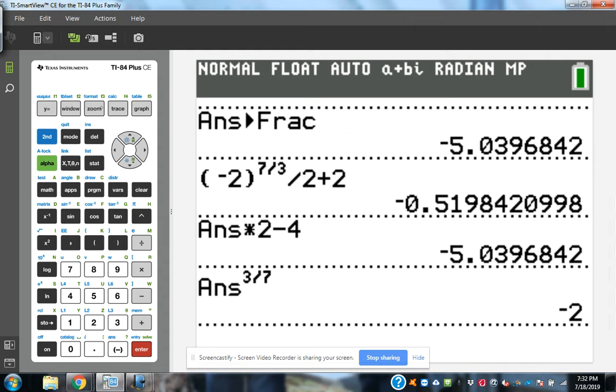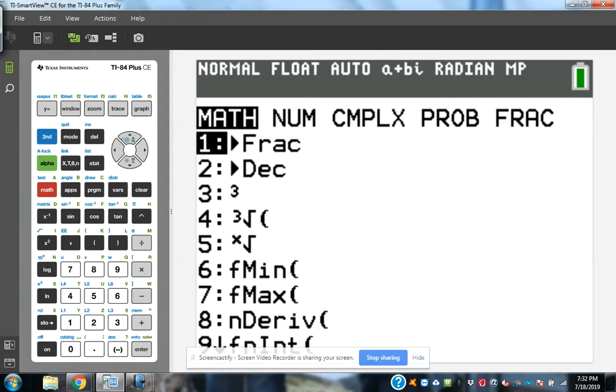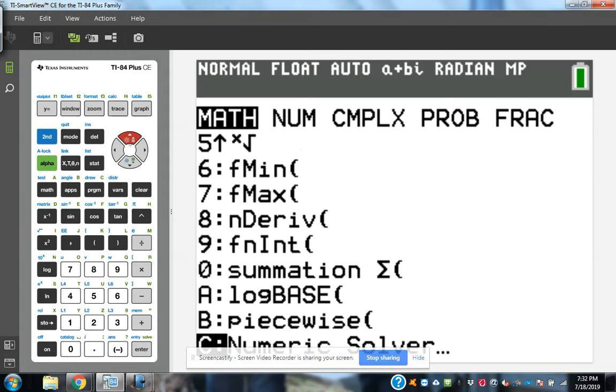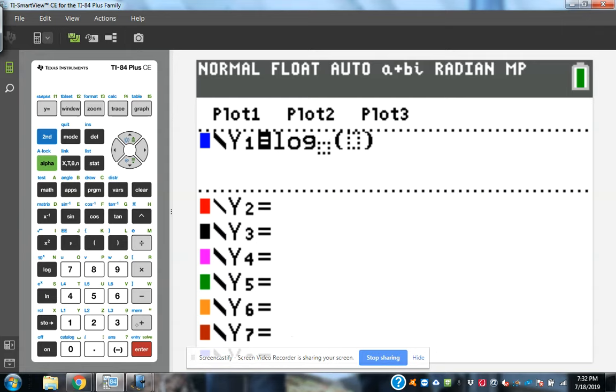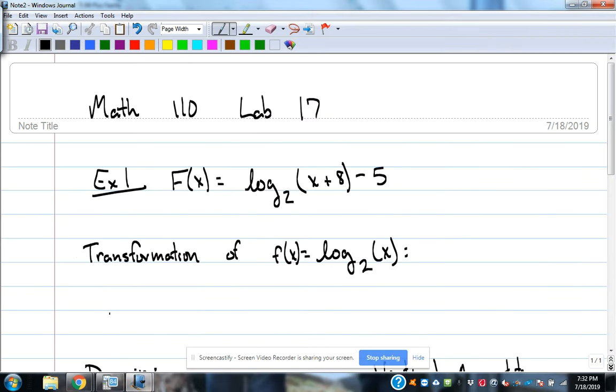On a graphing calculator, go to y equals, clear out anything else you have, and we want to use the log base function of our calculator. We hit math, press the up arrow, and look for logBASE, and I choose it, then the base of 2, and then type in x plus 8 inside of the log, press the right arrow key, and minus 5 outside of the parentheses, hit graph, and we see our graph of that particular function. So then let's go answer some questions about that.